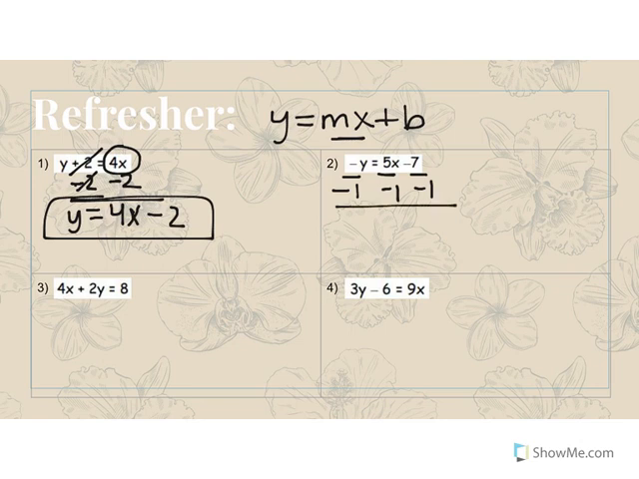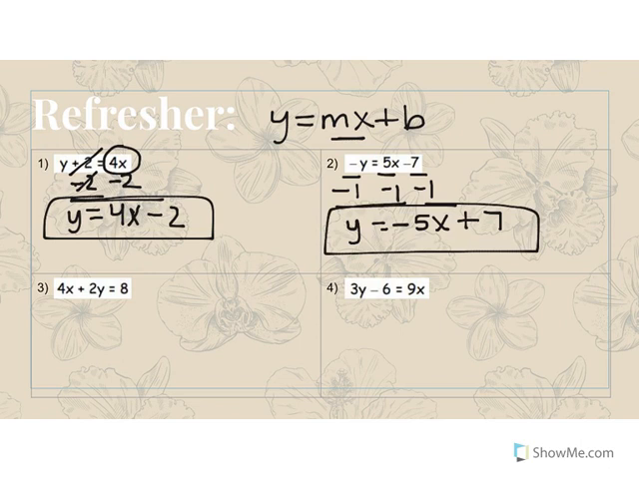So a negative divided by a negative is now a positive, and then a positive divided by a negative is a negative, and 5 divided by 1 is just 5. So we have our 5x, and then we have a negative 7 divided by a negative 1. A negative by a negative is a positive. 7 divided by 1 is 7. And this is our y equals negative 5x plus 7.